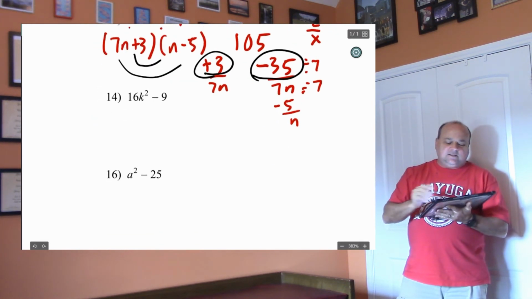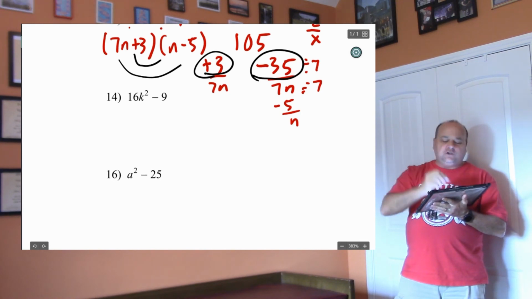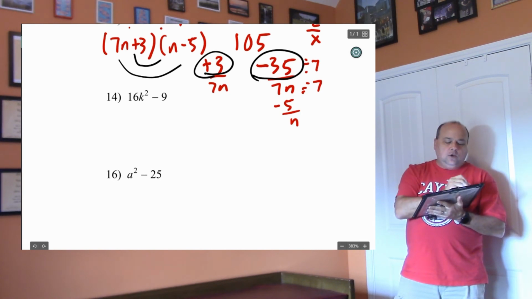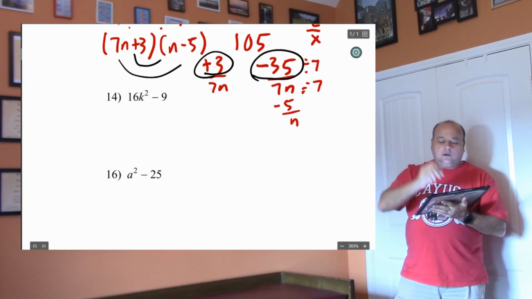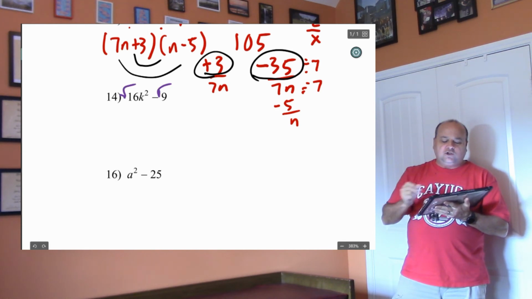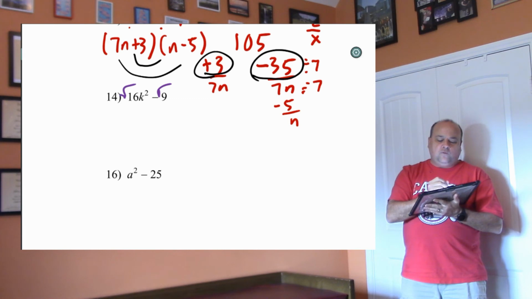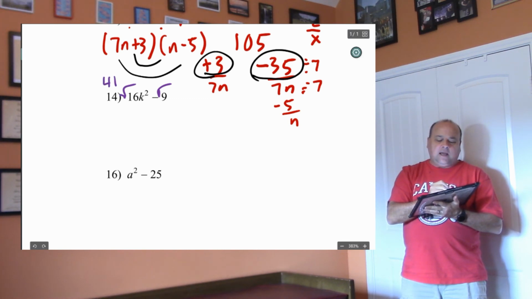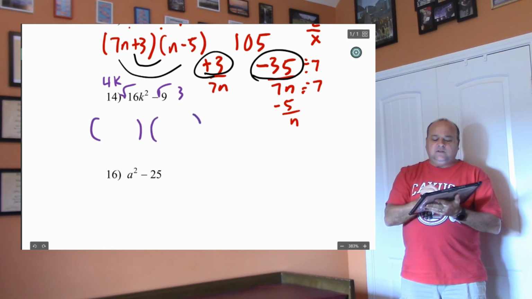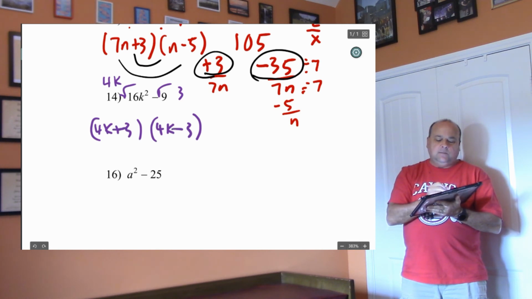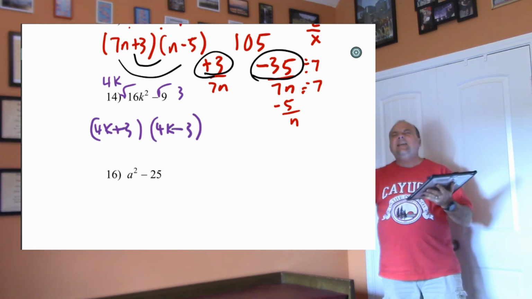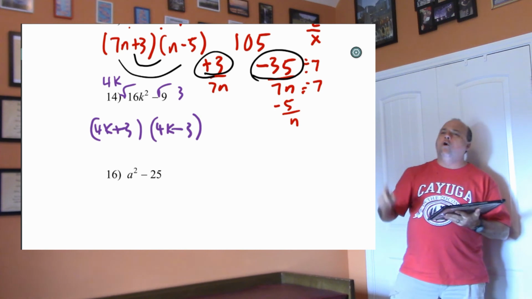Okay, on 14 and 16, these are the difference of squares. Remember, I taught you on these right here, there's no middle term. So the first thing you want to do is square root, square root. These both work out, right? The square root of 16k squared would be 4k. The square root of 9 would be 3. You draw 2 parentheses. You put 4k and 3 in both of them. And one's plus and one's minus because the middle term cancels, right? Piece of cake.